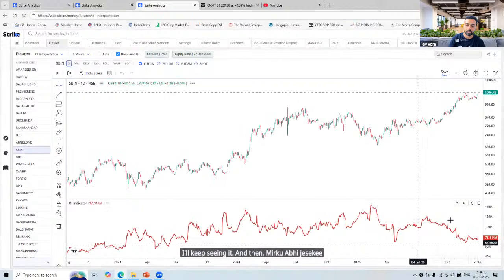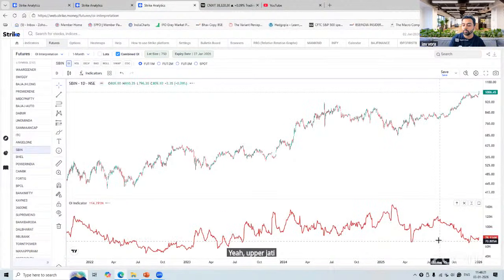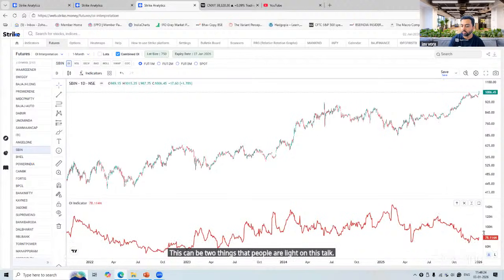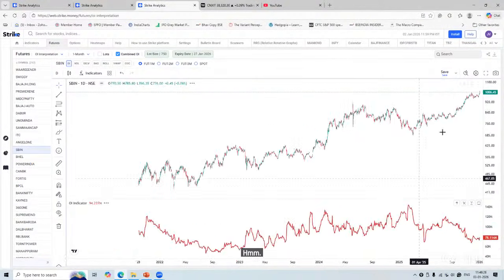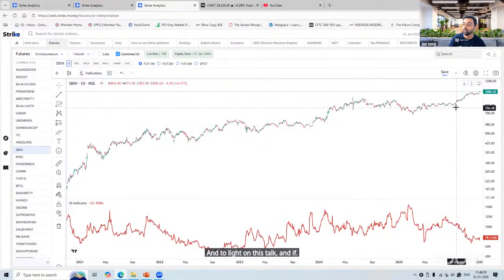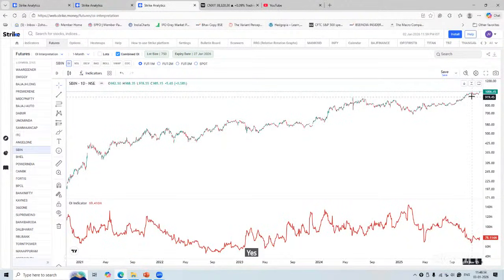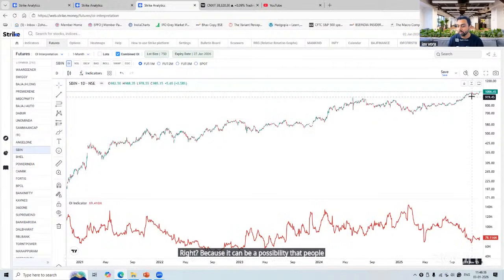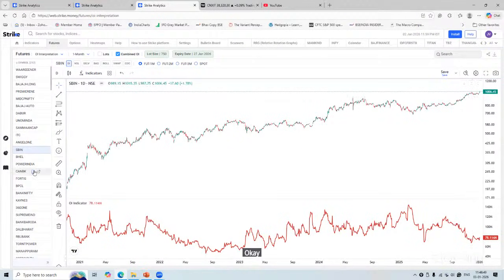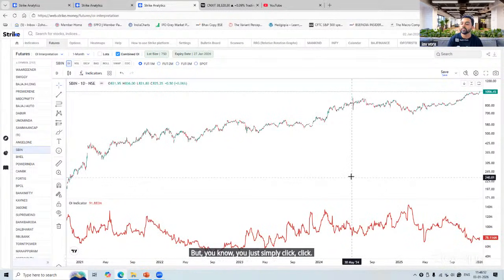And then, for example, look at this, this is SBI, open interest is falling as it goes up, right? This can mean that people are light on this stock. And if valuations are very high, then you need to be careful with such stocks. Yes. Right, because it can be a possibility that people are cashing out. So that way open interest helps us a lot in understanding the sentiment of people towards it. Okay. But you just simply click and see it.